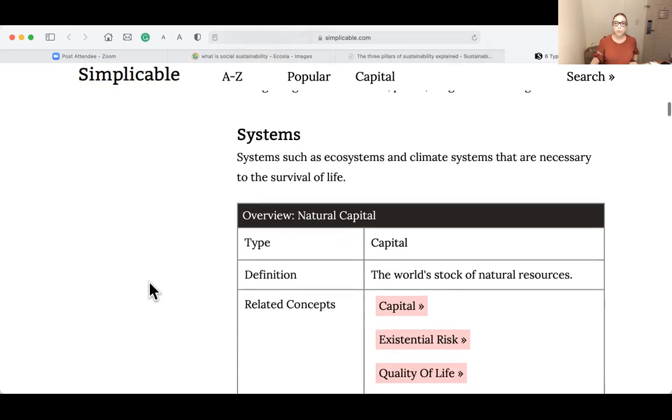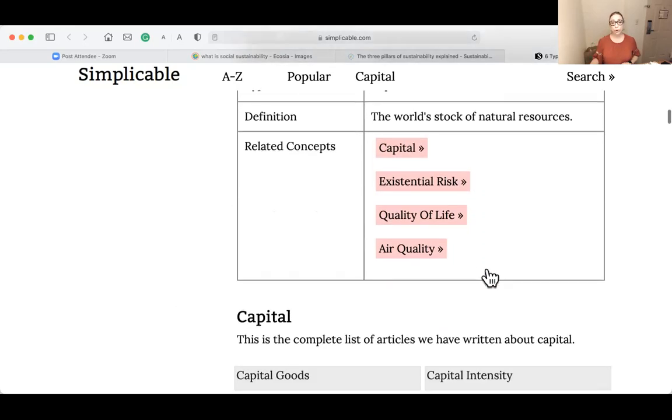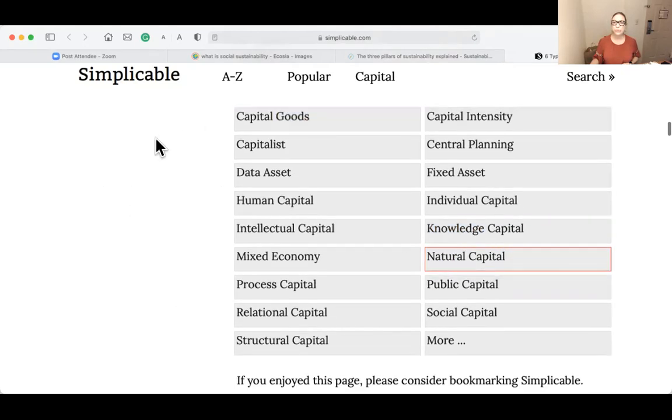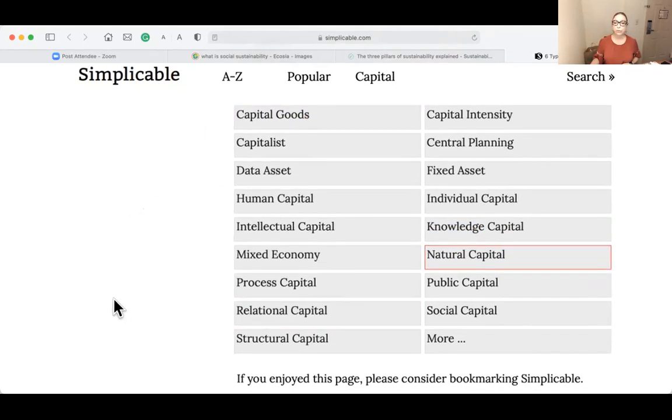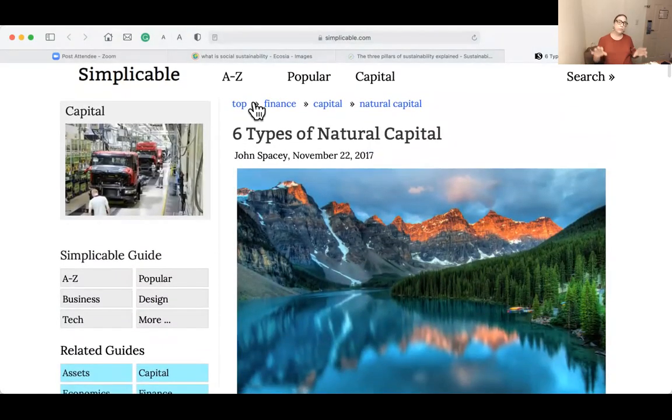Okay, so if you go down here to this table, this tells you about the world stock of natural resources and the concepts that are related to this. You can click on any of these to learn more about these concepts. Okay, I didn't really use this table here, but you can also click on that. So as I said with the other webpage, you do not have to read this word for word in huge detail.